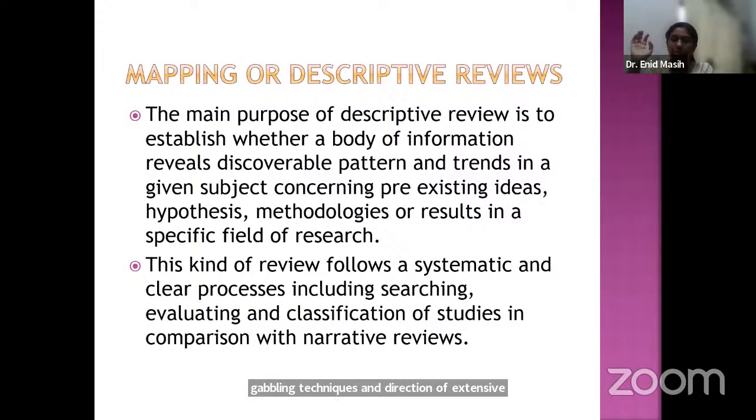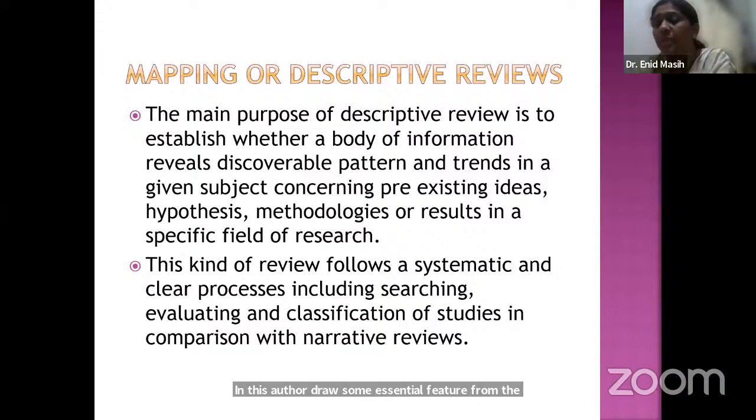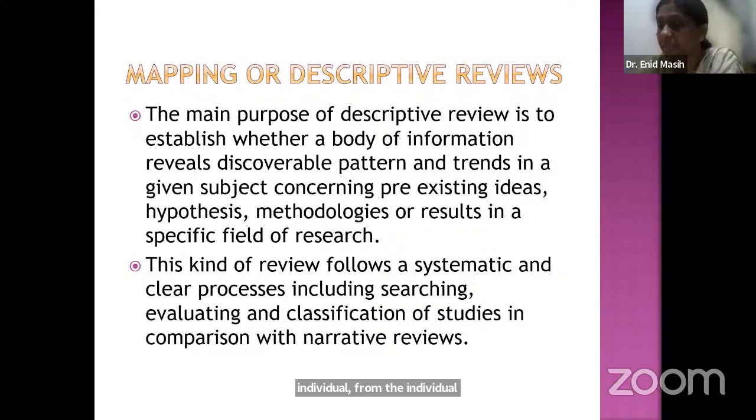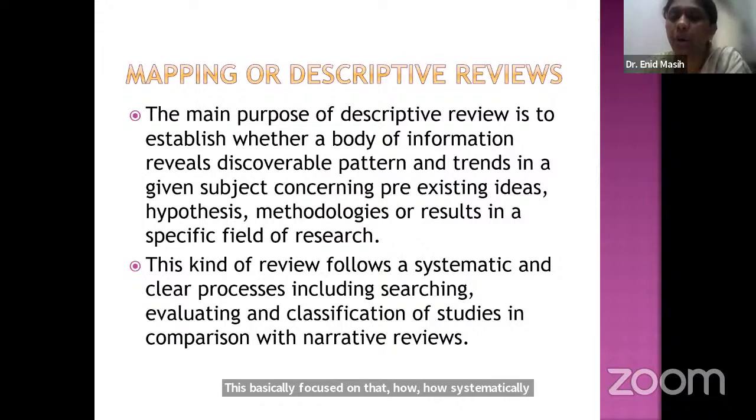In this, the author draws some essential features from the individual frequency analysis and the sample. The main idea behind a descriptive review is that it may say its findings reflect the state of the art in the specific area. This basically focuses on how systematically you have followed the whole process of selecting the literature for review, and what the different methods are by which you have selected that literature.